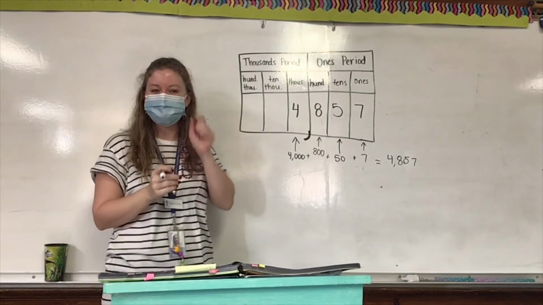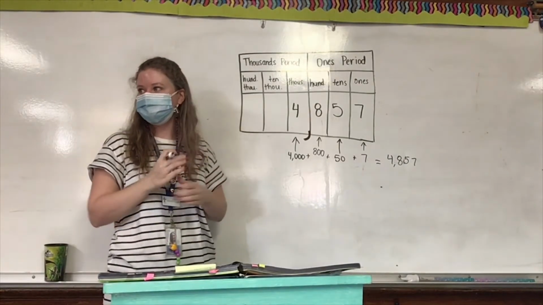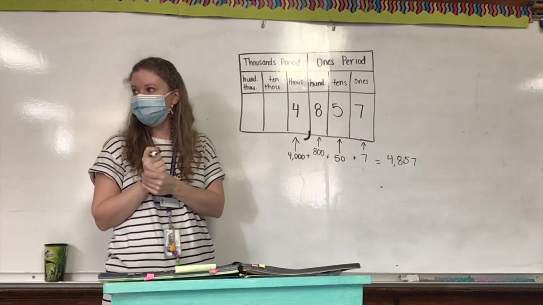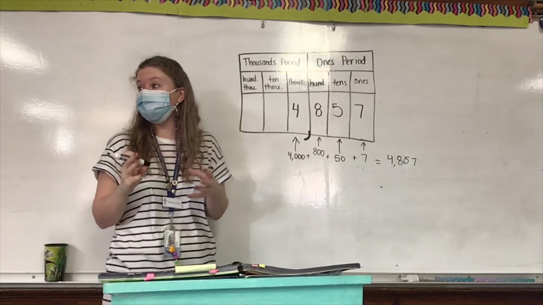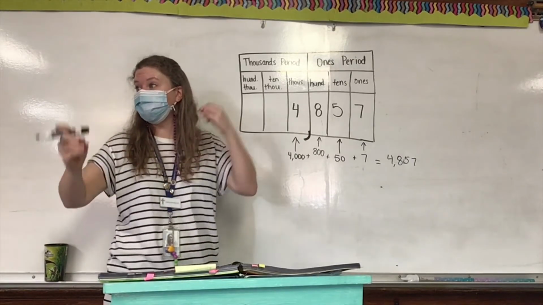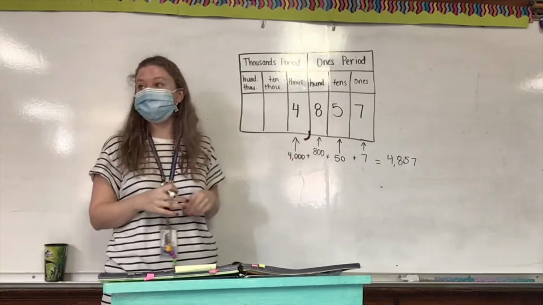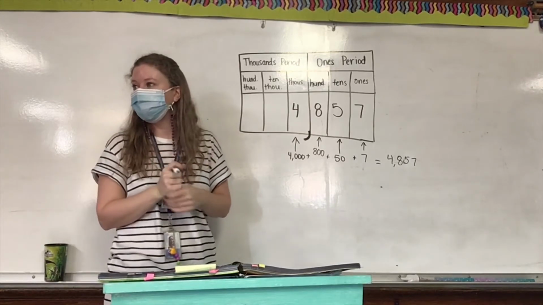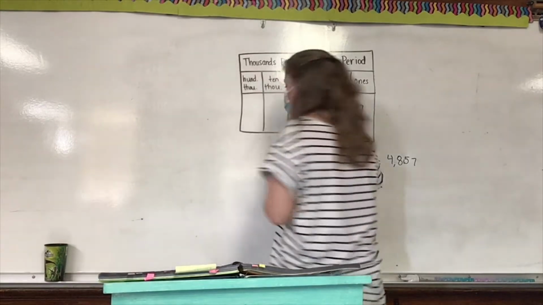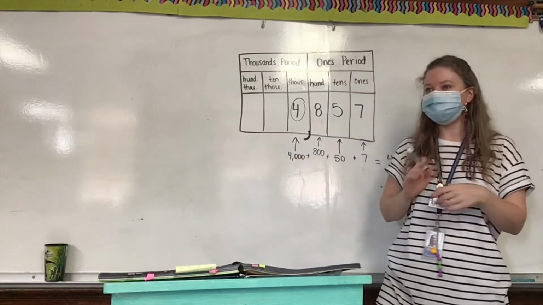Now, what if we wanted to round this number to the greatest place? How would we do that? Victoria, what would we do first? Well, I would circle the digit in the place to be rounded, in this case the greatest place. So which digit am I circling? The 4. And what place is it in? The thousands. Okay, that's step 1.